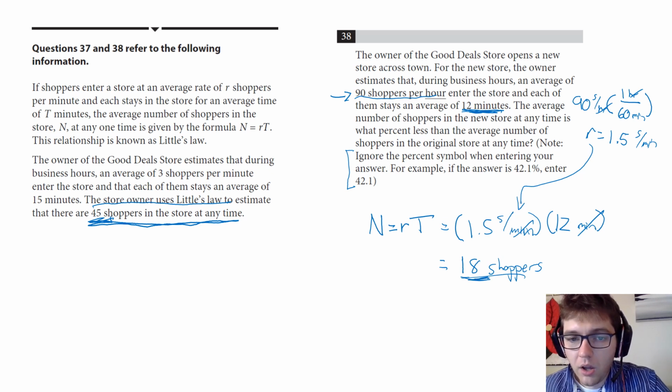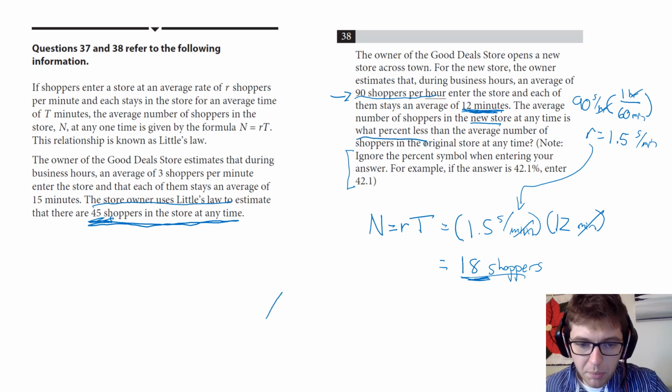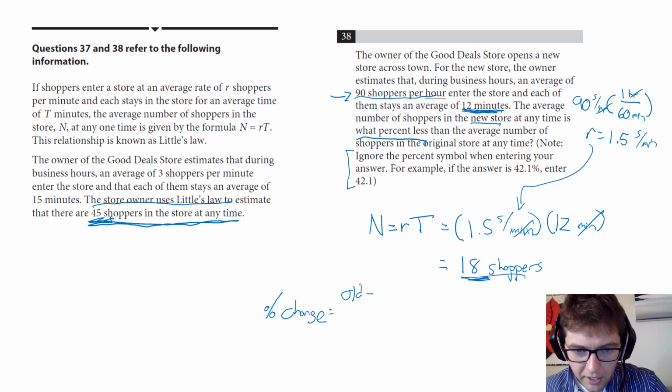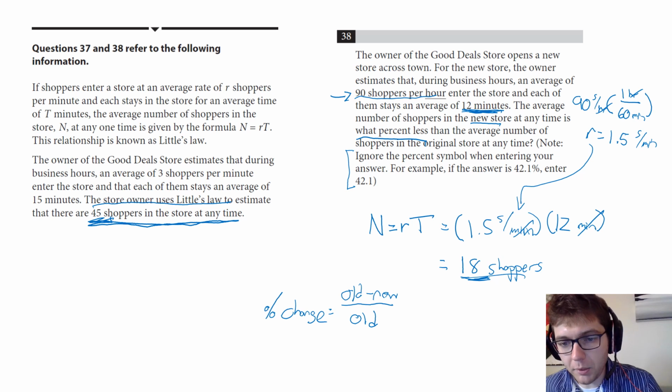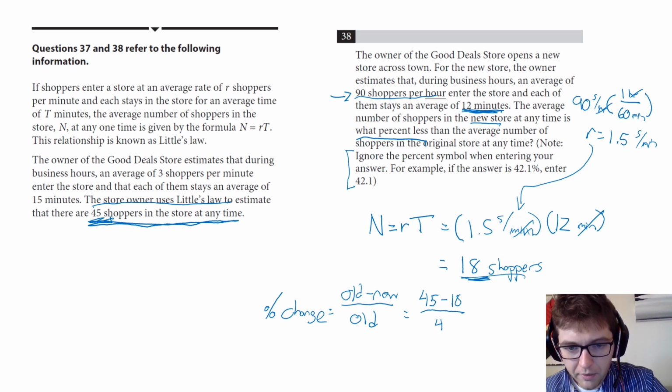They're asking the average number in the new store at any time is what percent less. So percent change is equal to the old value minus the new value, divided by the old value. Okay, and that's just the formula for percent change. It's another one of those you should have memorized for the SAT. So the old value is 45 minus 18, divided by 45. So when you do all that, you come out with 0.6.